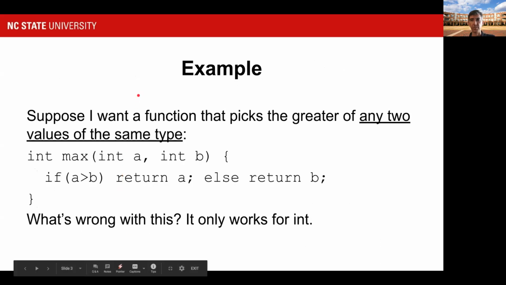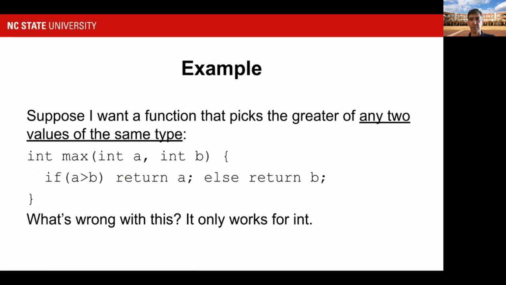So just as motivation, suppose I want a function that picks the greater of any two values of the same type. I could write this out for integer like this. I could have a function called max. If I pass in a and b, they're both integers. And if a is greater than b, I return a, else I return b. And what's wrong with this? Well, there's nothing wrong with it except that it only works for int. It doesn't work for any type I have, right? But I would like a function that works with any type that I have.